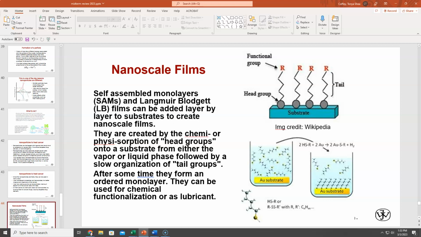Then what happens is, once the head group sticks down, as the molecules start to stick more and more to the substrate, they tend to physically organize their tail groups, okay? So the denser the packing, the more ordered they become. And after some time, they're actually going to form a completely ordered monolayer. And that can be used for chemical functionalization or to lubricate the surface.